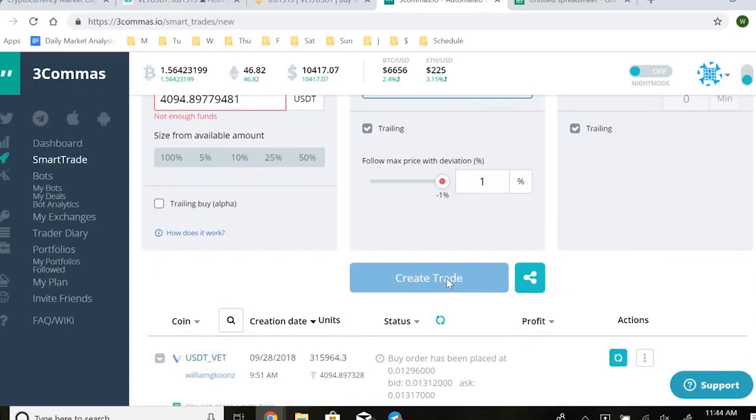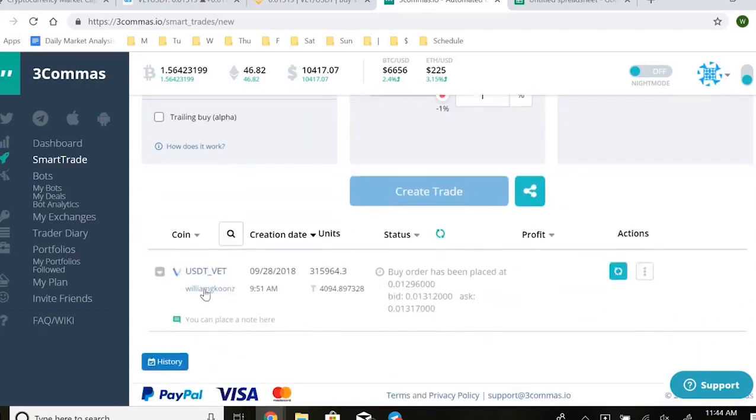And then once you're actually ready, you just hit create trade. And as you can see, I already created my trade right here. But that is basically the full strategy for you guys.